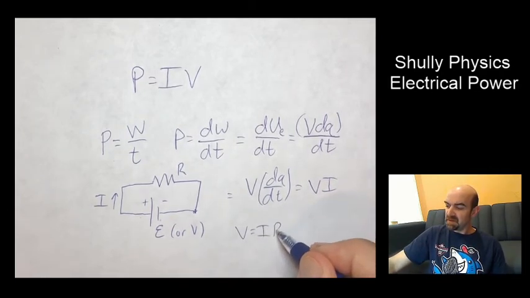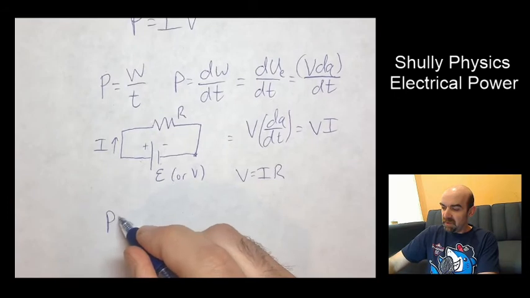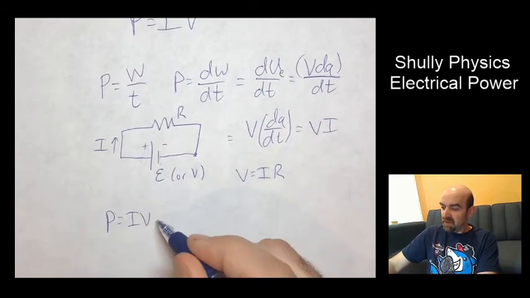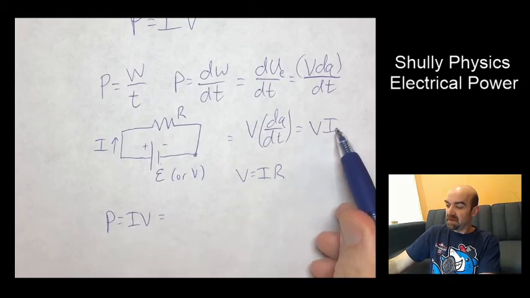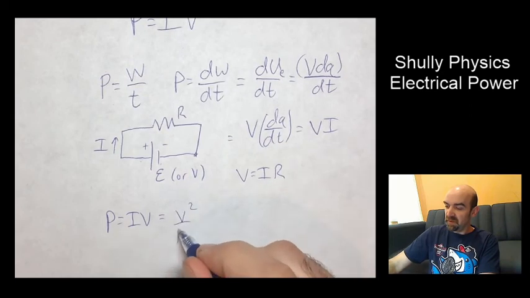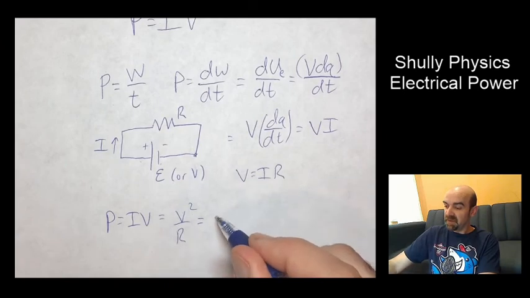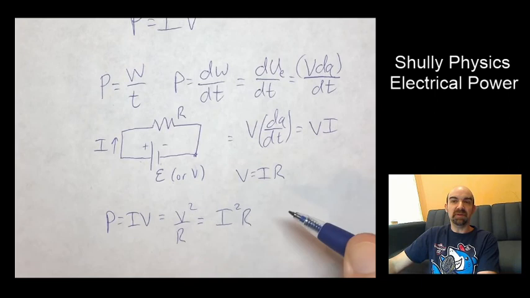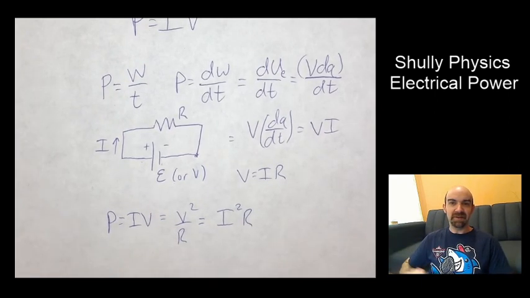Applying Ohm's law, we can substitute different values in here. So besides power being IV, it would also be V times I, and I is V over R, so this would also be V squared divided by R. But V is also IR, so this might also be of the form I squared R, if we substitute IR for V. All right, so those are your different forms of electrical power. That's it in a nutshell.